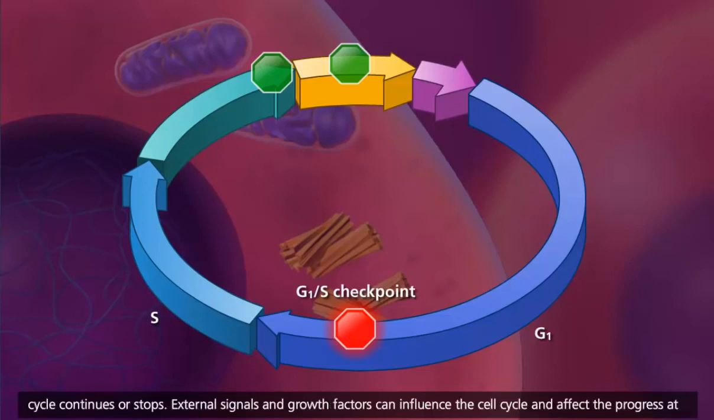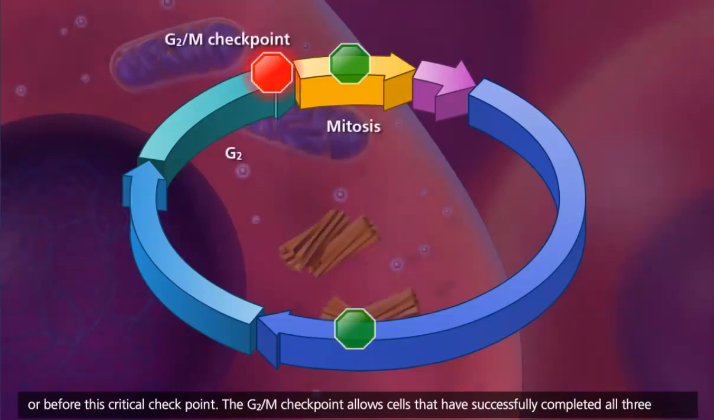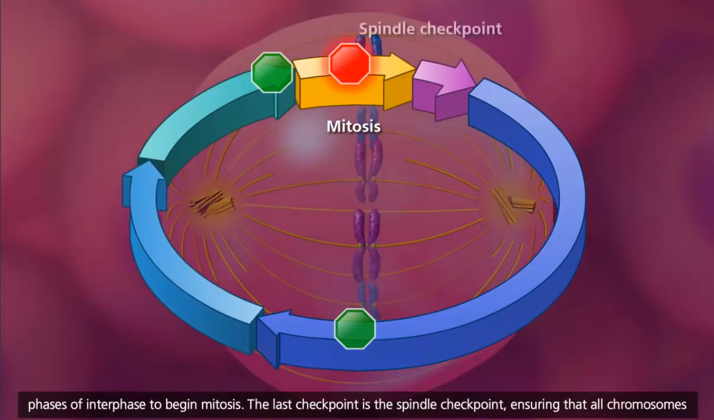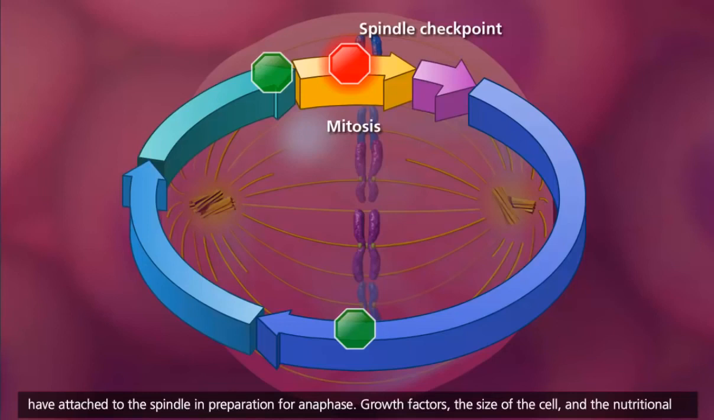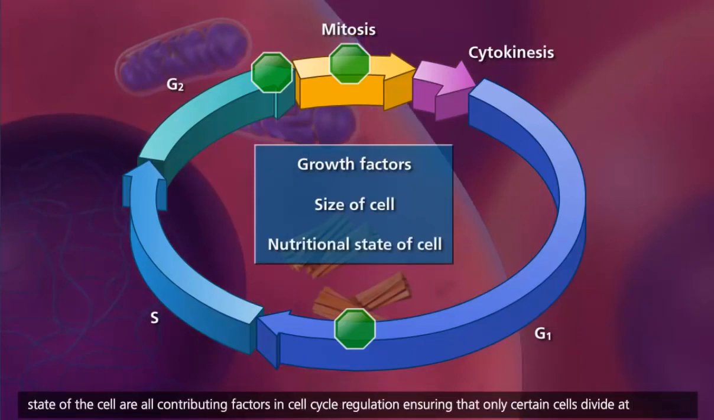External signals and growth factors can influence the cell cycle and affect the progress at or before this critical checkpoint. The G2M checkpoint allows cells that have successfully completed all 3 phases of interphase to begin mitosis. The last checkpoint is the spindle checkpoint, ensuring that all chromosomes have attached to the spindle in preparation for anaphase. Growth factors, the size of the cell, and the nutritional state of the cell are all contributing factors in cell cycle regulation, ensuring that only certain cells divide at appropriate times.